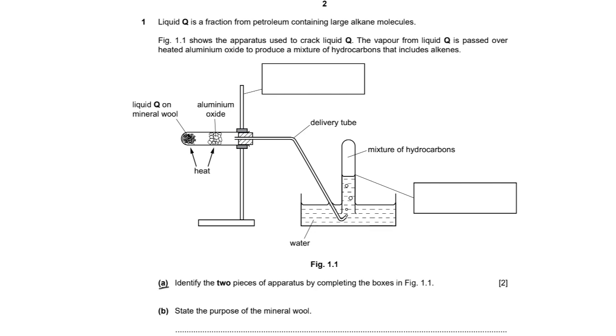What is this? This is a stand. It's also known as a retort stand or stand. And this is what we call a test tube or a boiling tube. This is a test tube that is inverted. You can also call it a boiling tube. You can also call it the test tube.